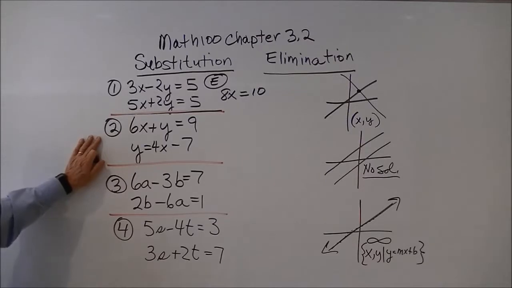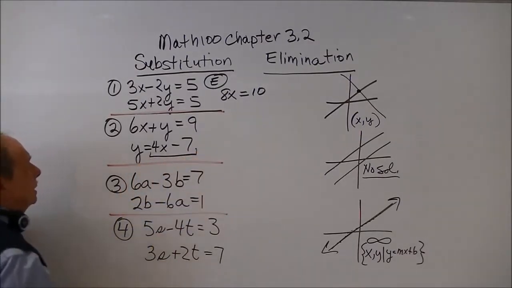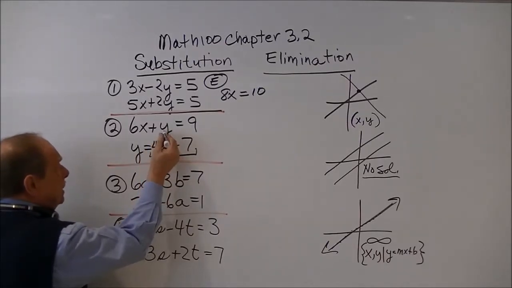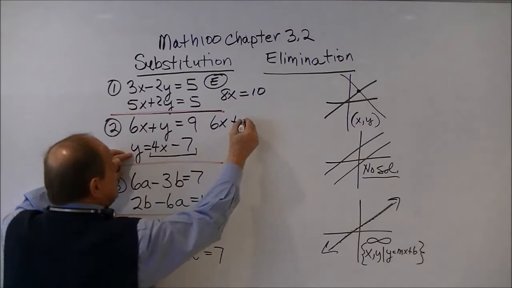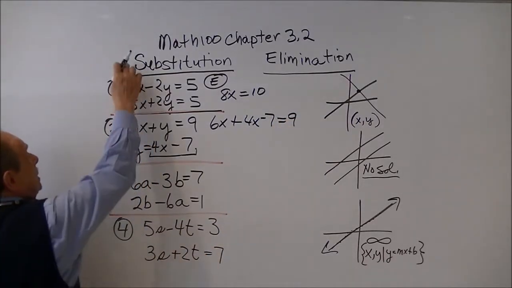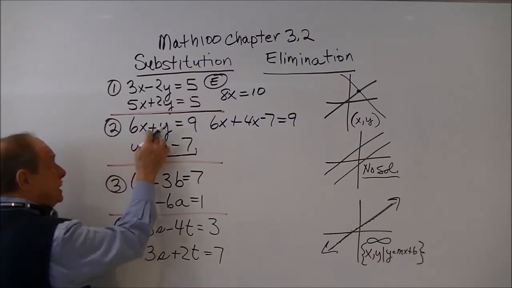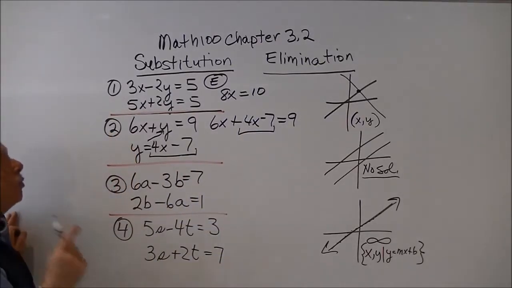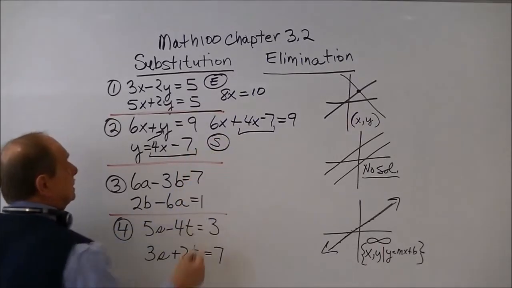Now as we look at number 2, it is not set up in standard form, but notice it solves for the letter y. So if we take this value of y in terms of x and substitute it there, we would end up with an equation 6x plus y, but we know y is 4x minus 7, and that equals 9. We have used the principle of substitution, where we substituted a value for the other variable, and y is this, so we take this and put it where y is, and that's what we've done right there. And now we have an equation with only one variable. So for number 2, we would use substitution.